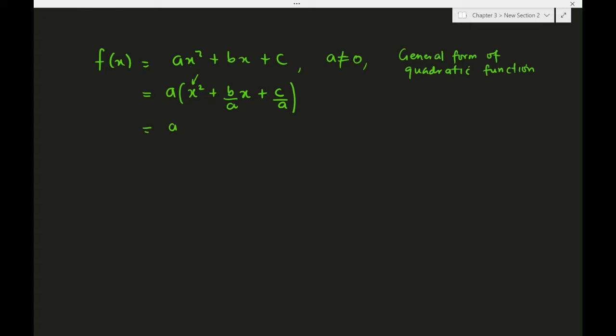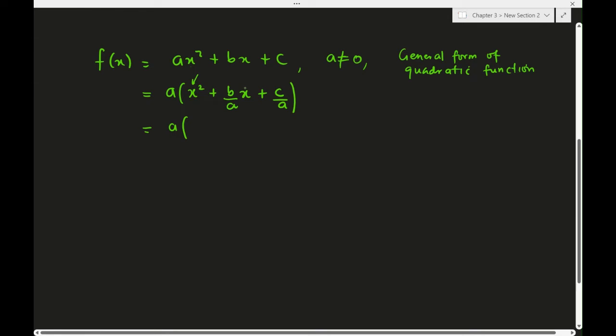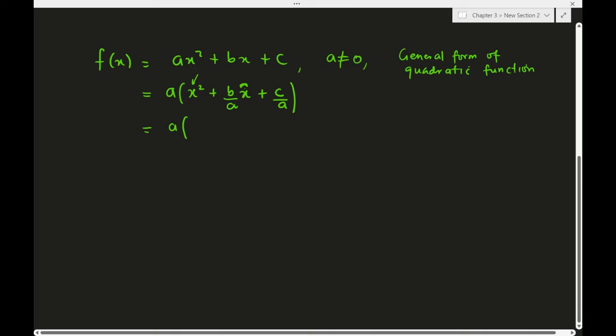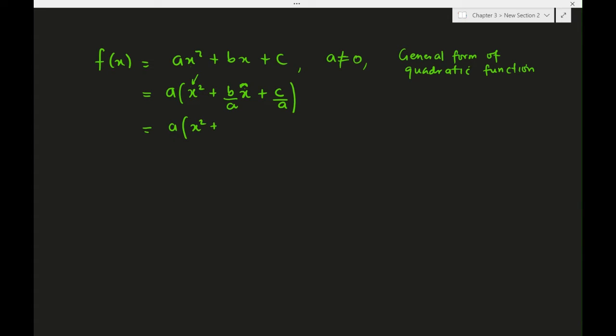Now what do we do in the completing the square method? We take half of the coefficient of x. The coefficient of x is b over a. We divide it by 2. So this will become b over 2a. So it means we can add b over 2a, the square of it, and also we can subtract it. Then we have plus c over a.